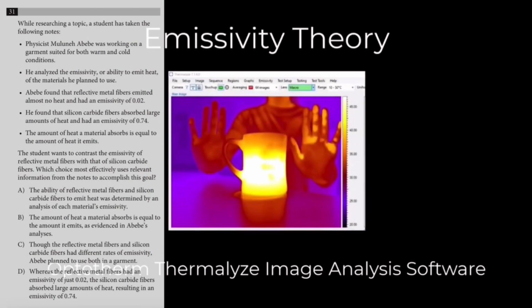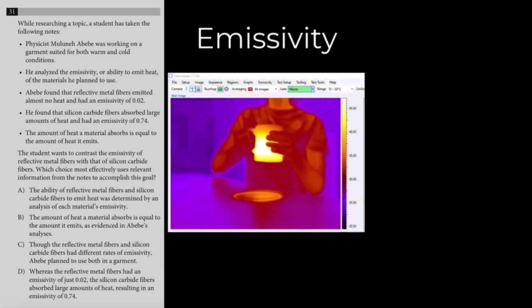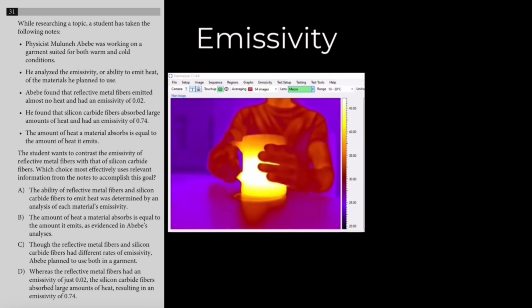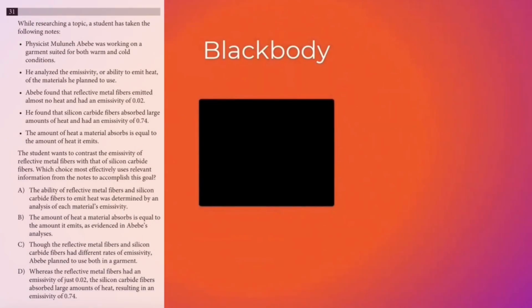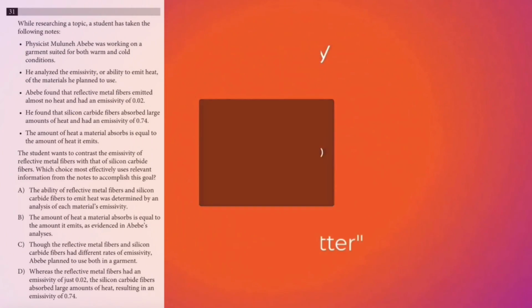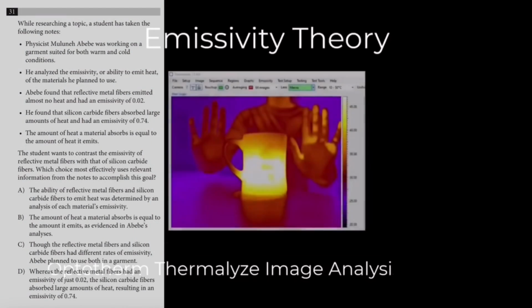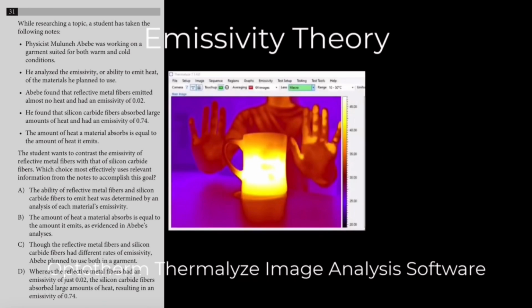He found that silicon carbide fibers absorbed large amounts of heat and had an emissivity of 0.74. The amount of heat a material absorbs is equal to the amount of heat it emits, as evidenced in Abebe's analyses. The student wants to contrast the emissivity of reflective metal fibers with that of silicon carbide fibers. Which choice most effectively uses relevant information from the notes to accomplish this goal?